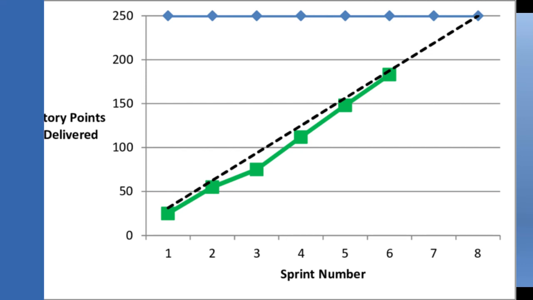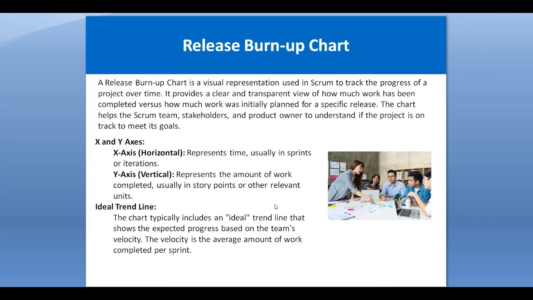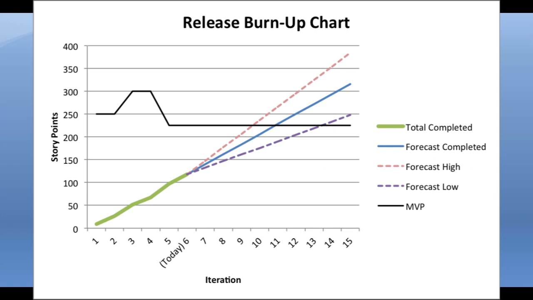So first thing is the x and y axis. Friend, basically it's a chart. On the x-axis, or you can say the horizontal axis, it represents the time, usually in sprints or iterations. We know that a sprint is a 3 to 4 week time period in a Scrum framework, which is basically time for plan, development, testing and deployment.